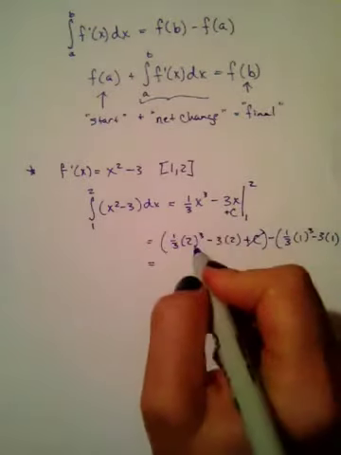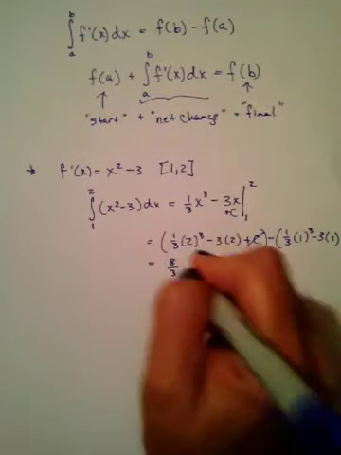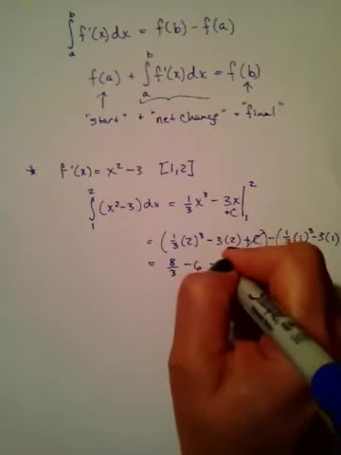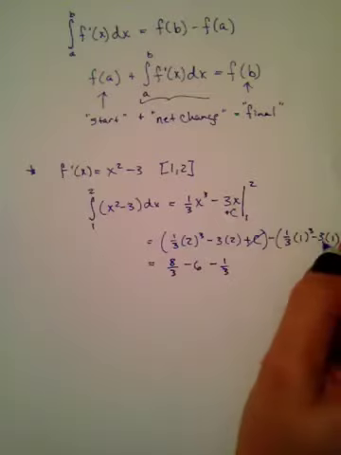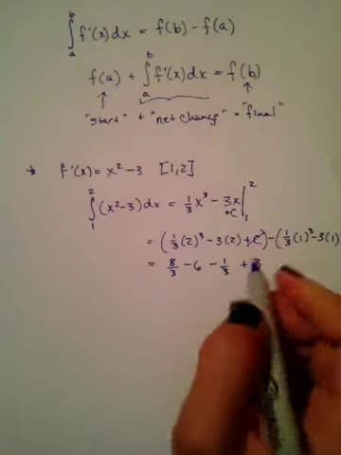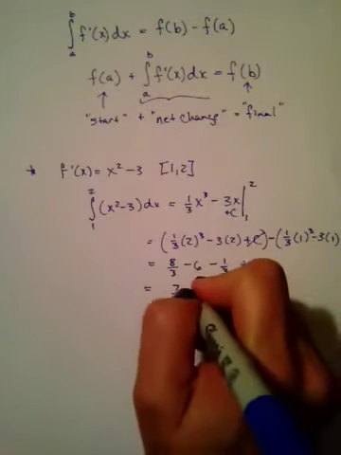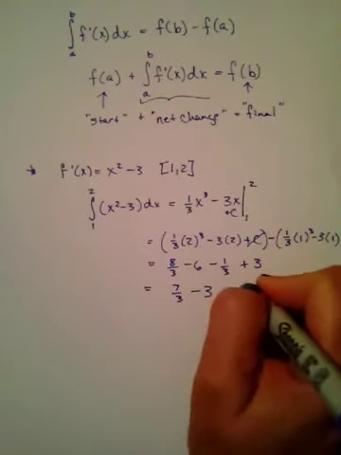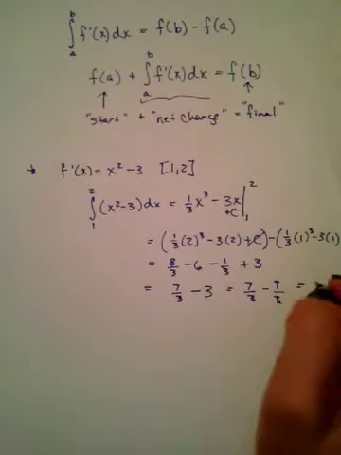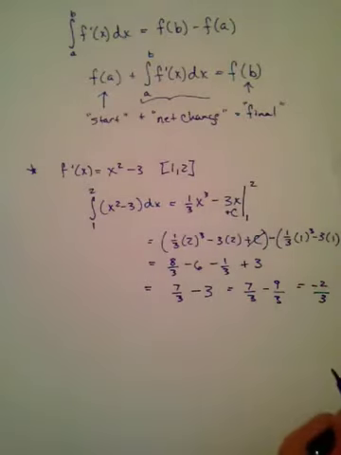To work this out, 2 cubed is 8, so this is 8/3 minus 6, then minus 1/3, then plus 3. So I have 8/3 minus 1/3 is 7/3, and negative 6 plus 3 is minus 3. So this is 7/3 minus 9/3, and I have that this equals negative 2/3. You might wonder what that actually tells me.